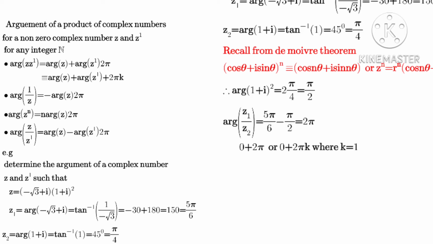We have it to be z equals minus root 3 plus i over (1 plus i) squared. So we take the argument separately. Then from De Moivre's theorem, we know that for the power of 1 plus i raised to power 2, we bring down the 2 after taking the inverse tan of 1 over 1. That's, of course, the argument. So we have it to be 5 pi over 6. So we have the second argument. Then we apply z1 over z2 to have our final answer.